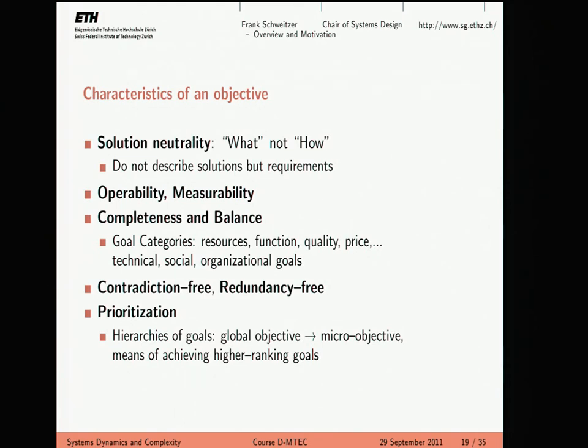What would be redundancy? Redundancy-free means you shouldn't have repeating objectives which are more or less the same, just reformulated differently. For example, high quality product is not a good objective, but that's basically what it means.